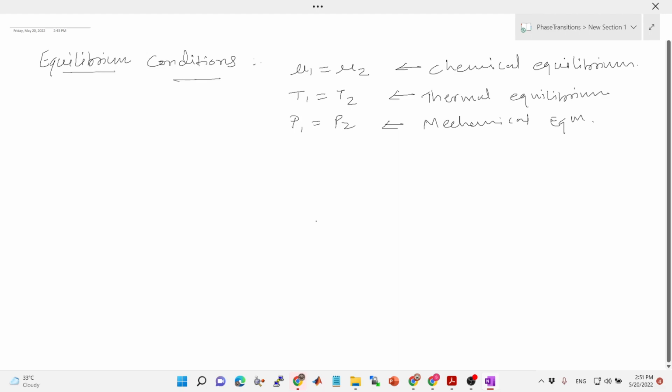Now we are going to look at the classification of phase transitions.